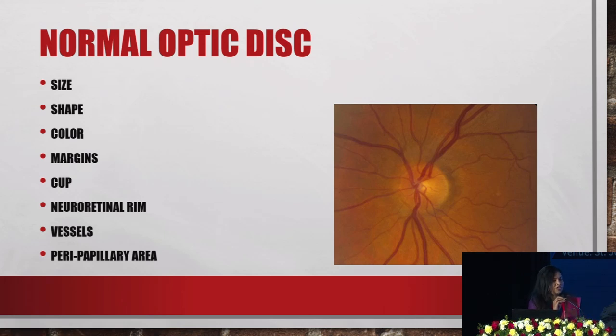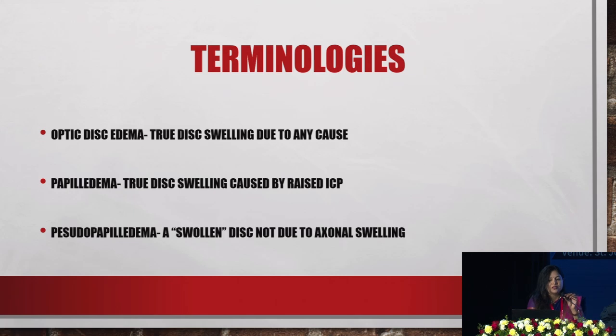So if there are any changes like hemorrhages and exudates and blurred disc margins, then definitely we can diagnose it as papilledema. So these are some of the terminologies. What is optic disc edema? Any true disc edema due to any cause is called true optic disc edema. So what is papilledema? One of the commonest causes is raised intracranial pressure. So what is pseudopapilledema? Pseudo is the terminology used for something that mimics a true papilledema, but it is not a true papilledema.